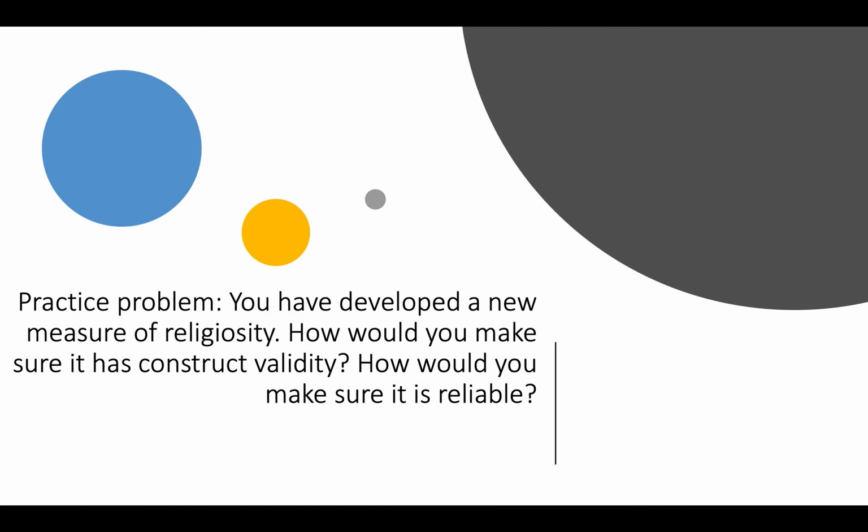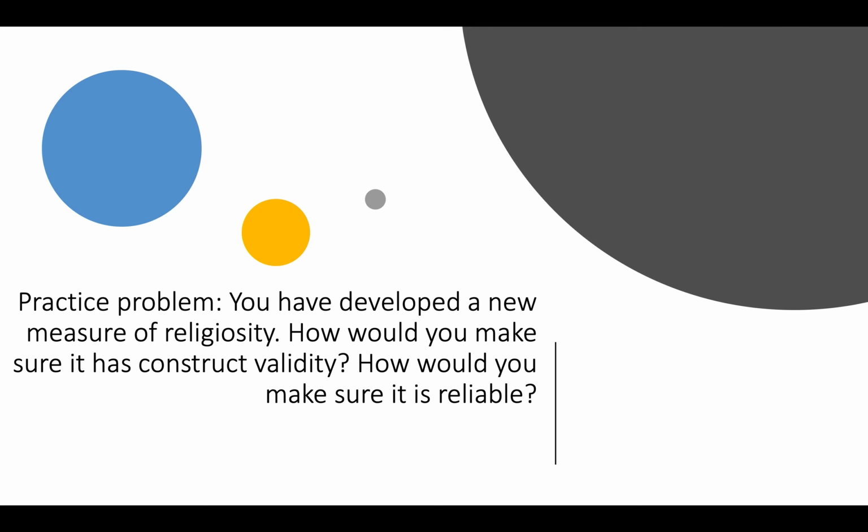So let's do a little practice problem here. Let's say that you've developed a new measure of religiosity. How would you make sure it has construct validity? How would you make sure that it's reliable? Well, with this example, usually if we were in class, I'd have each one of you go through and discuss this with me in person, but I'll give it to you here since we are online this semester. So for construct, we could look at concurrent, right?